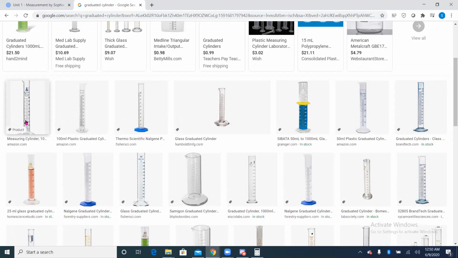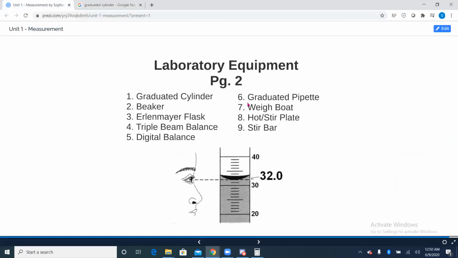The graduated part means that there are gradations on the side to determine the measurements. These are accurate for measuring liquid substances. When you go to read it, you need to move down to eye level, and it has this curve shape to it based on the surface tension of the water. This meniscus is made to be read at the bottom of the curve. So if you look down at eye level, wherever the curve dips the lowest, that is the measurement.